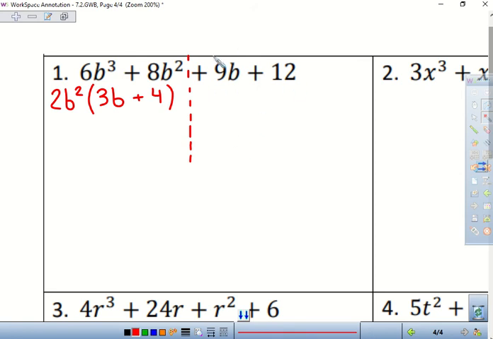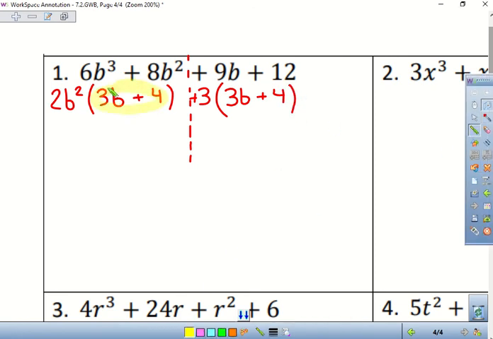Now we're going to see what GCF we can factor out on this side. So, what can we factor out of a 9 and a 12? 3. So a positive 3, right? Plus 3. And then what is 9b divided by 3? 3b. And what is 3 times 4? Good. So it's 4. So that's what you're able to factor out.